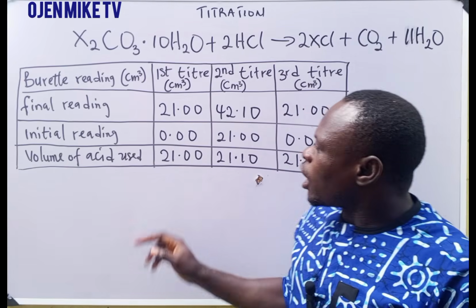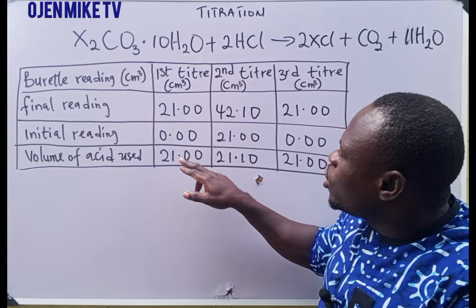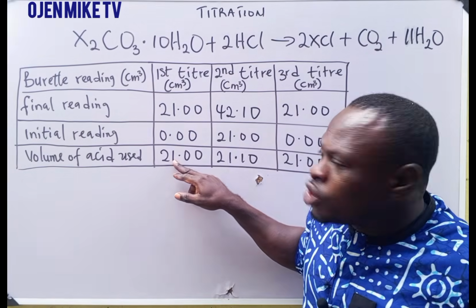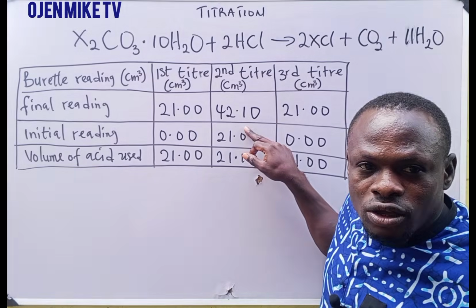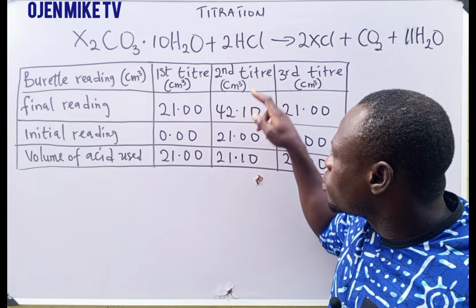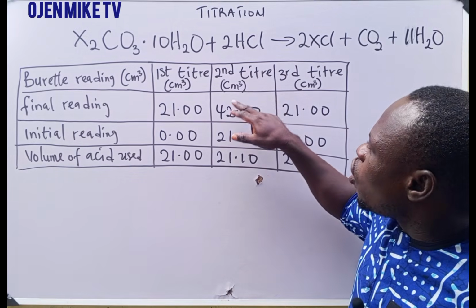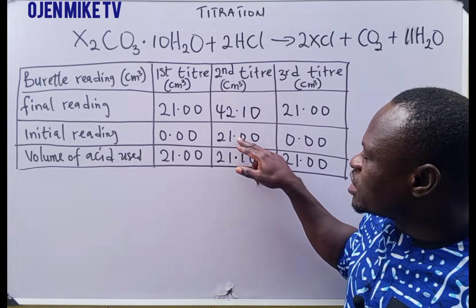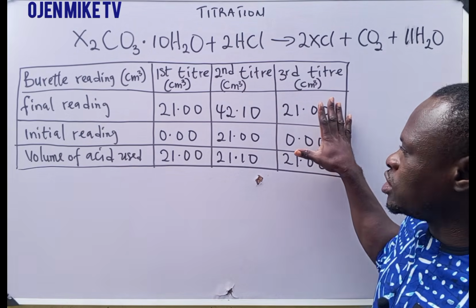You get your volume of acid. Now for the second titer, you carry this one and put it here as your initial. When you titrate, you see how it was done. At the end, you subtract the initial from the final of the second titer, and you do the same thing for the third one.